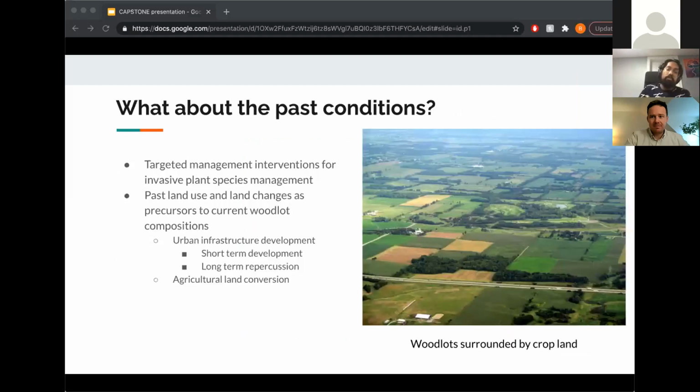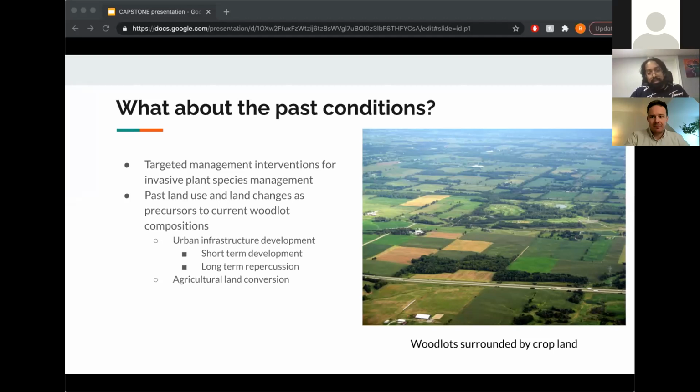But what about the past conditions? Often overlooked in management plans are the past land use changes, which have influenced the invasive species distributions we see today. Consider urbanization, for example. It's often tied with drastic shifts in land use, such as the development of roads, buildings, and infrastructure in general. It's a good example of short-term development periods followed by long-term repercussions.